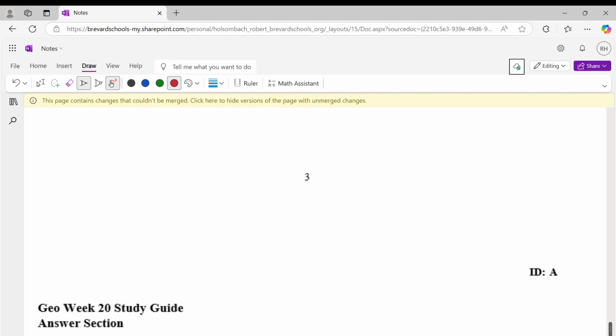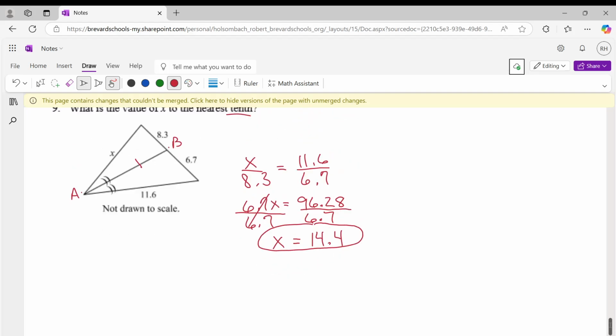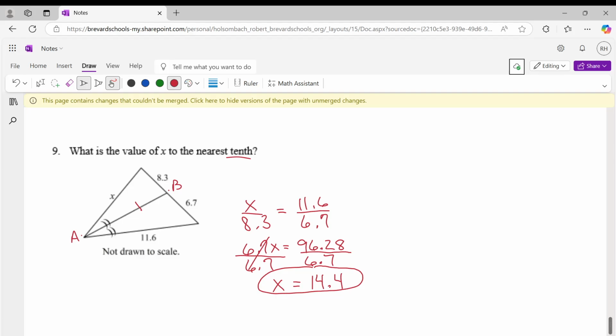Problem number, nope, there's only 9. All right, only 9 questions today, this week. So that completes your study guide for quiz 20. Does anybody have any questions?